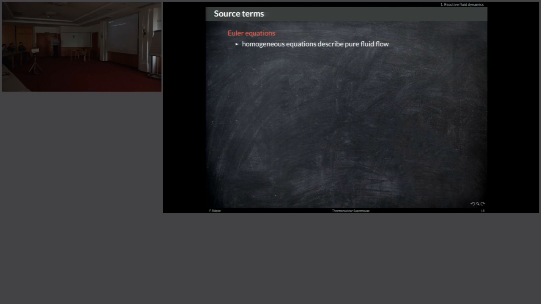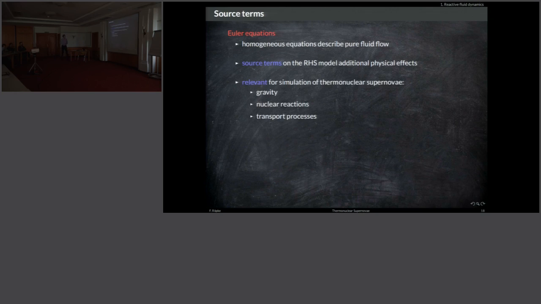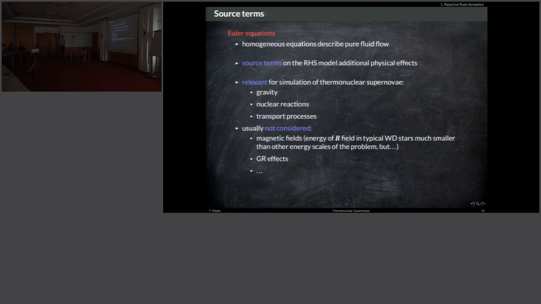Okay, now the equations that we discussed so far, the Euler equations, just describe pure fluid flow. If we leave out the right-hand sides, if we leave out external forces, then we have the homogeneous equations, and these describe pure fluid flow. On the right-hand side, we can add source terms, and they take into account additional physical effects. Relevant source terms that need to be accounted for in thermonuclear supernovae are gravity, of course, then nuclear reactions, and transport processes. Of course, you can think of many other physical effects that can also play a role, such as magnetic fields, or general relativity effects and so on. So you could come up with a long list of additional effects that you want to also model with hydrodynamics. But for the case of thermonuclear supernovae, these are usually left out.